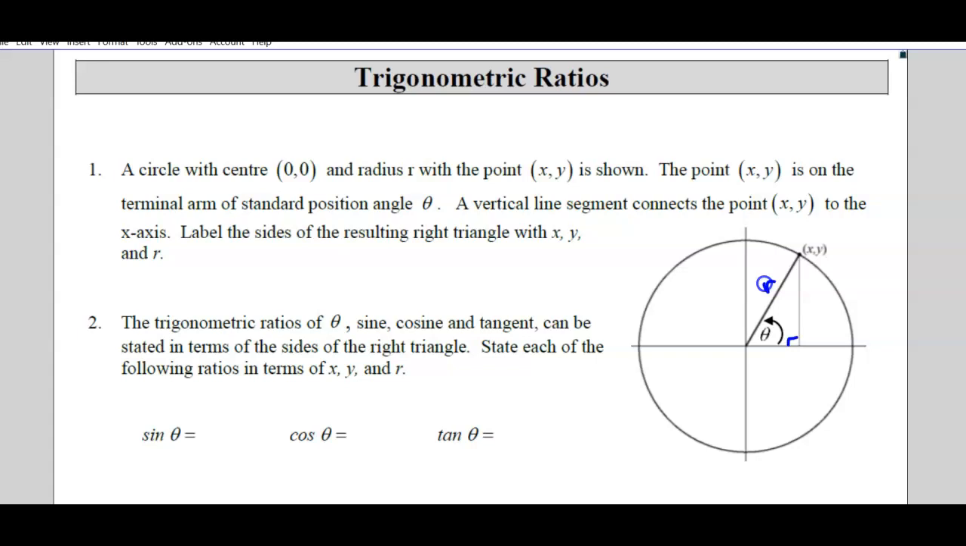So we've already done r, the radius. This side would be x, right? Because that point is (x, y), and this is your x-axis. And so from 0 up to there, that's going to be y. It's based on that point. You could have numbers, but in this case, we just have a general case. So the trig ratios of theta, sine, cosine, and tangent, can be stated in terms of the sides of the right triangle.